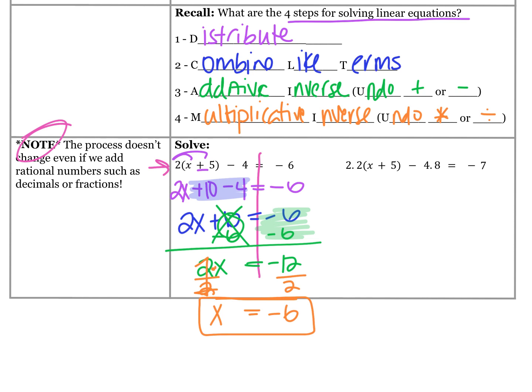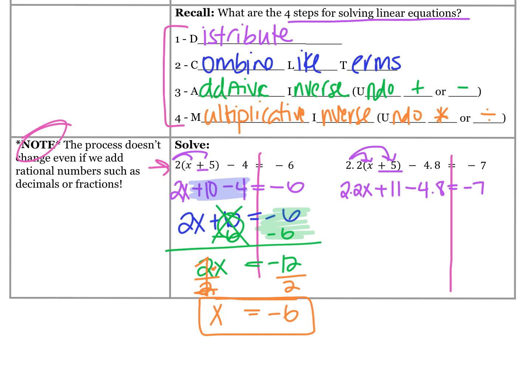And what I want students to understand is when we look over here at this decimal problem, it's still going to follow our 4 steps. The process won't change. We just are adding a decimal into the problem. So just like we did on the left side, we're going to start with our distributive property. We're going to take 2.2 times x, which is 2.2x. And then we're going to take 2.2 times positive 5, which is positive 11. I then recopy the rest of the problem. Negative 4.8 equals negative 7.